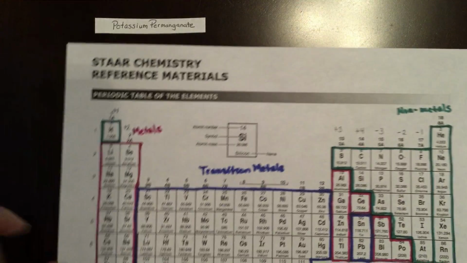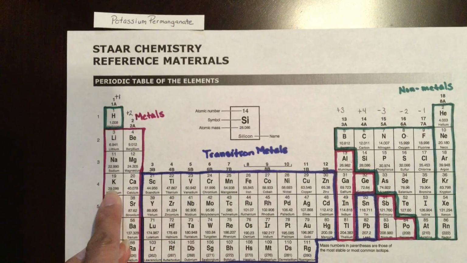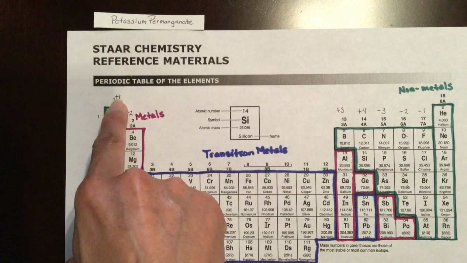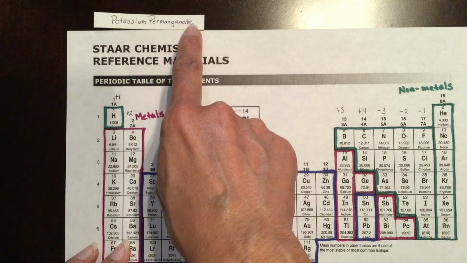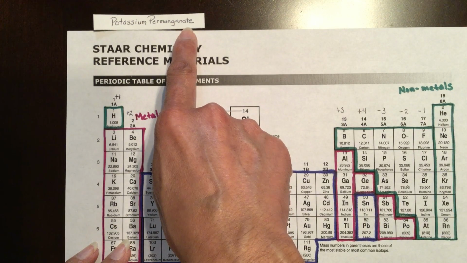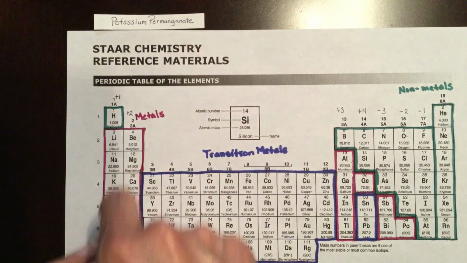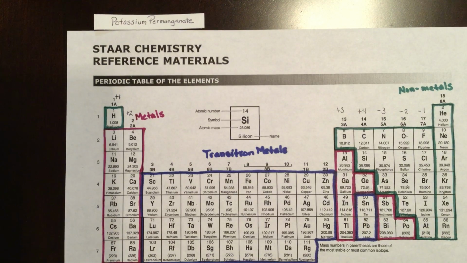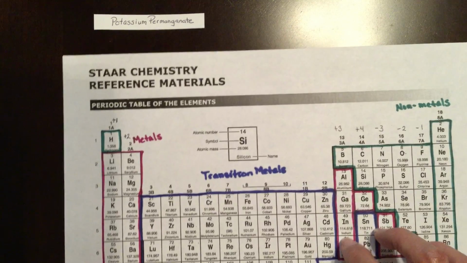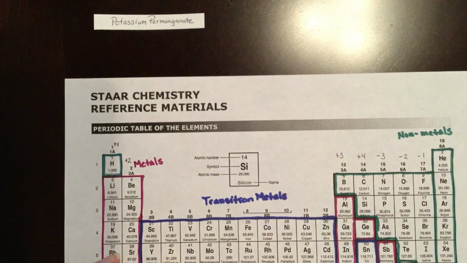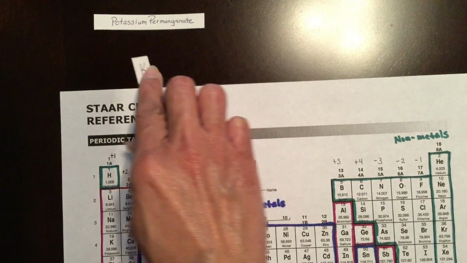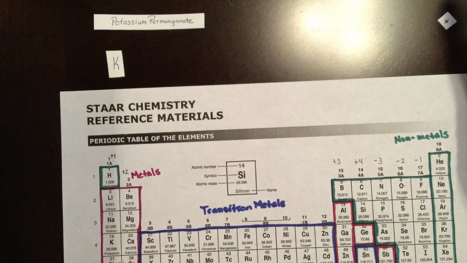Potassium is an alkaline metal. It is a +1 oxidation number. Now notice that we end in ATE, permanganate. Anything that ends in ATE or ITE will have a polyatomic ion, okay? So what I'm going to do is start off with the potassium and put potassium and my +1.